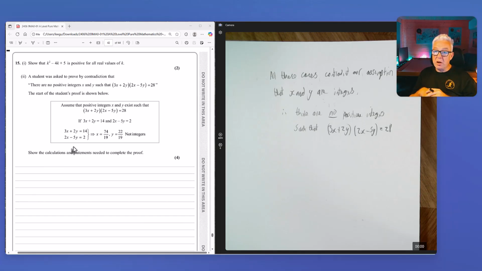So therefore, there are no positive integers such that (3x + 2y)(2x − 5y) equals 28. And that's how you would be required to complete that proof by contradiction for 4 marks.